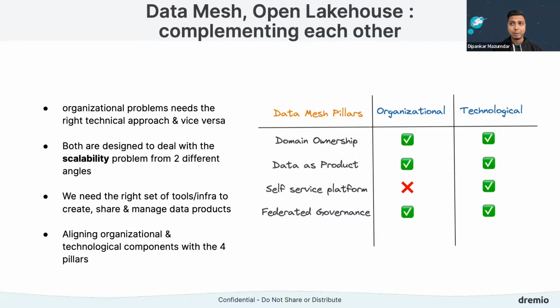Data mesh usually works best for large scale analytical solutions, but at the same time, a lakehouse architecture is also dealing with the same scalability problem, but from a different perspective, which is more of a technological aspect, wherein you want the ability to scale your data and put in different types of data, like structured and unstructured, or whatever you want to do, right? So it's important to note here that we cannot solve all the organizational problems without the right technical platform or tool, right? Also, we cannot just have a robust architectural platform without bringing in those organizational principles.